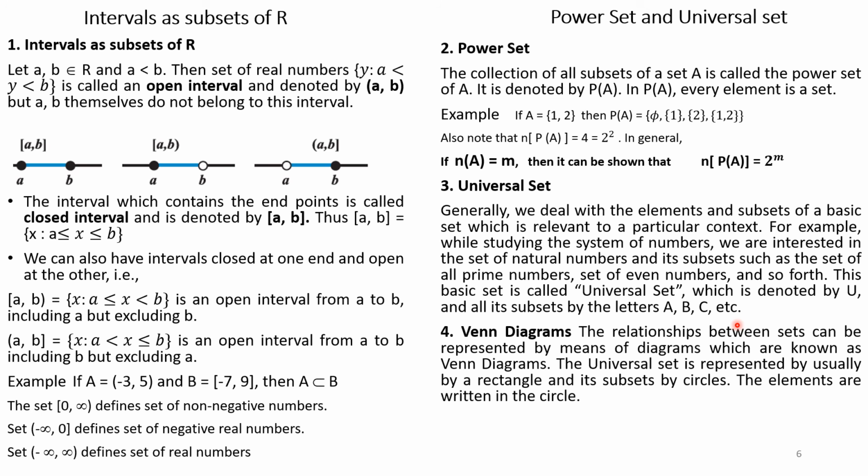Venn diagram. The relationship between sets can be represented by means of diagrams which are known as Venn diagrams. The universal set is usually represented by a rectangle and its subsets by circles. The elements are written in the circles.